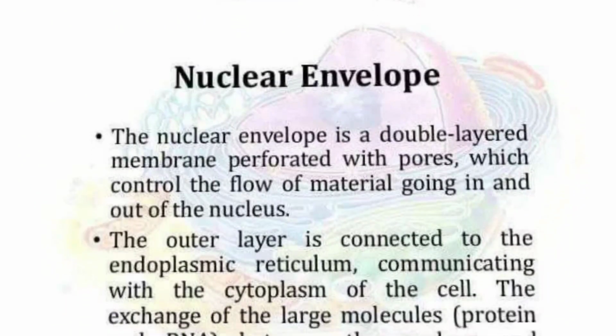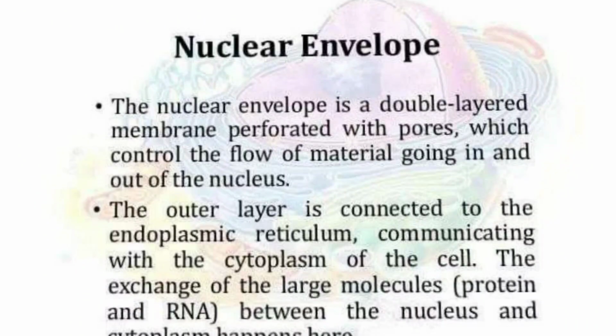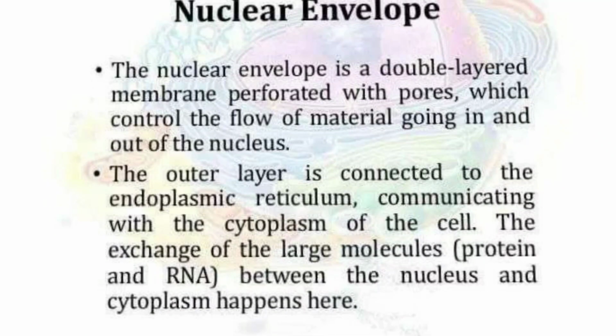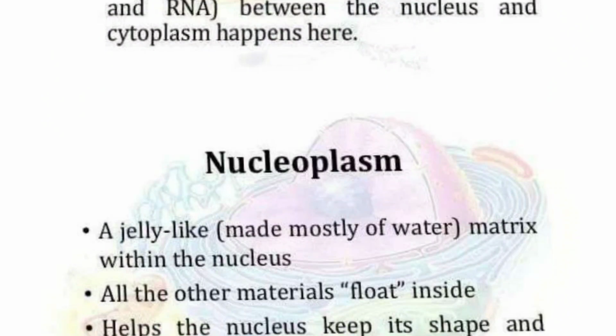Nuclear envelope. The nuclear envelope is a double-layered membrane perforated with pores which control the flow of material going in and out of the nucleus. The outer layer is connected to the endoplasmic reticulum, communicating with the cytoplasm of the cell. The exchange of large molecules, protein and RNA, between the nucleus and cytoplasm happens here.